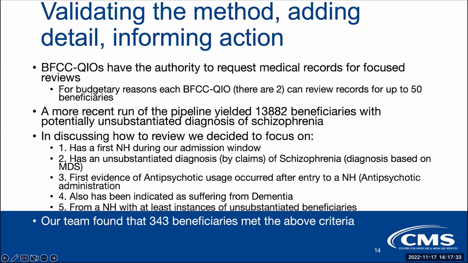So we provided a list that was narrowed down based on the following. They had a first nursing home stay during our admission window because there were people who had a previous stay. They had an unsubstantiated diagnosis of schizophrenia, according to MDS. Their first evidence of an antipsychotic was after their entry to the nursing home. They had also been indicated as suffering from dementia, and that they were from a nursing home with at least 10 instances of unsubstantiated beneficiaries. Oh, there's a little typo there. So ultimately, that yielded 343 beneficiaries that met this criteria.